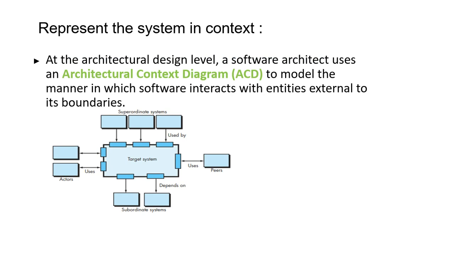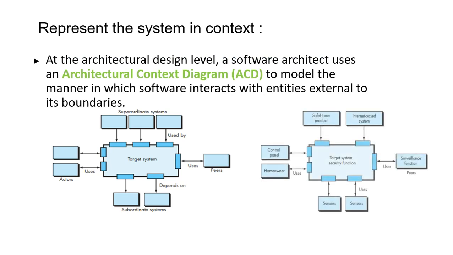We have the actors and we have the peers that are present. We have two types of systems: one is the superordinate system, and the second is the subordinate systems. What is your target system? We will see how the superordinate systems are dependent on the target system, how the target system will evaluate the problems from the subordinate, how the actors are used by making use of the use cases, and how the peers will be extended.